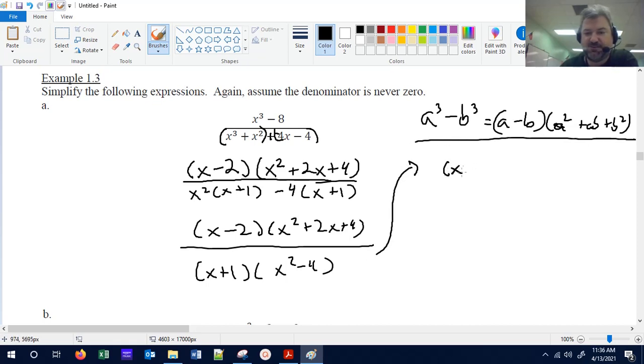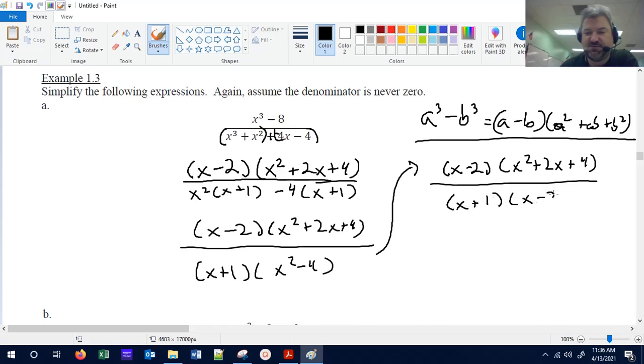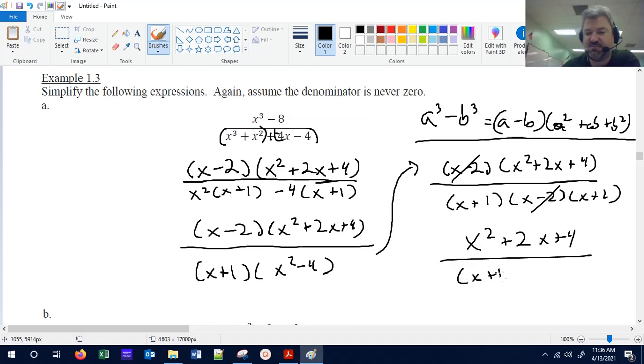Okay, we'll leave the top alone. x minus 2 times x squared plus 2x plus 4. And I'll finish factoring the bottom as a difference of 2 squares, x minus 2, x plus 2. Finally, we get something to reduce out, and our simplified form is x squared plus 2x plus 4 over x plus 1 times x plus 2.